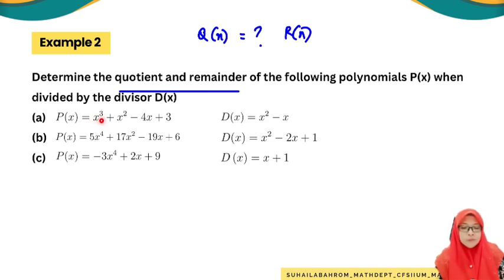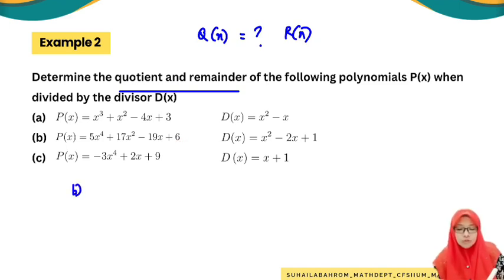Before that, for the first question here, x cubed plus x squared minus 4x plus 3, there is no missing term because the degree of the polynomial is already in order. Power of 3, power of 2, power of 1, and then we have a constant. But when we look at question part B, we have 5x power of 4, and we don't have the term with x cubed. And then we have 17x squared, 19x, and we have 6.